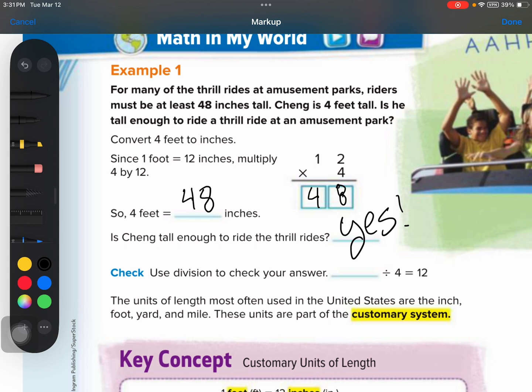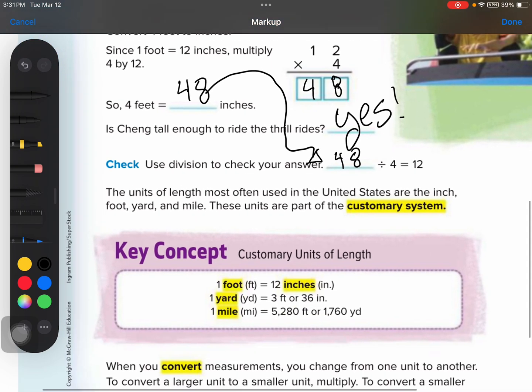Using division to recheck your answer, we take the 48 and we stick it right here. 48 divided by 4 is 12, so we know we are correct.